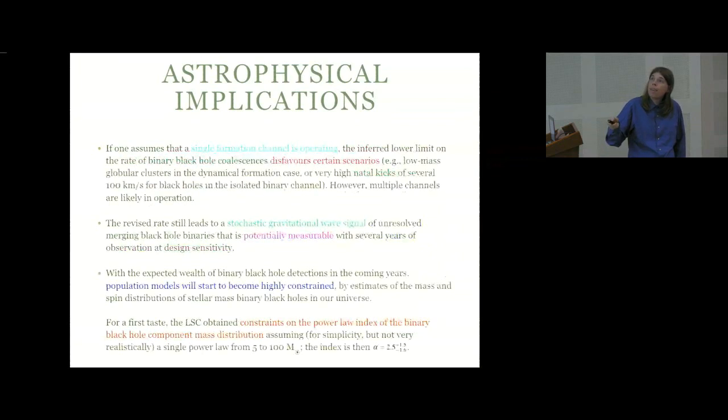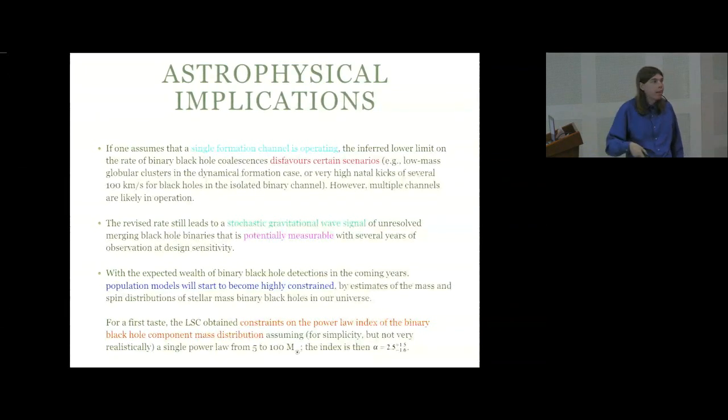So if you have a single formation channel operating, then the fact that we have a lower limit on the rate of 9 per cubic gigaparsec per year favors certain theories where you have very high neutron star or black hole kicks, where you easily disrupt binaries. But of course, it's more likely that there's more than one formation channel operating, so you probably cannot put any strong constraints yet. But there's something, and again, with more data we hope for constraints.